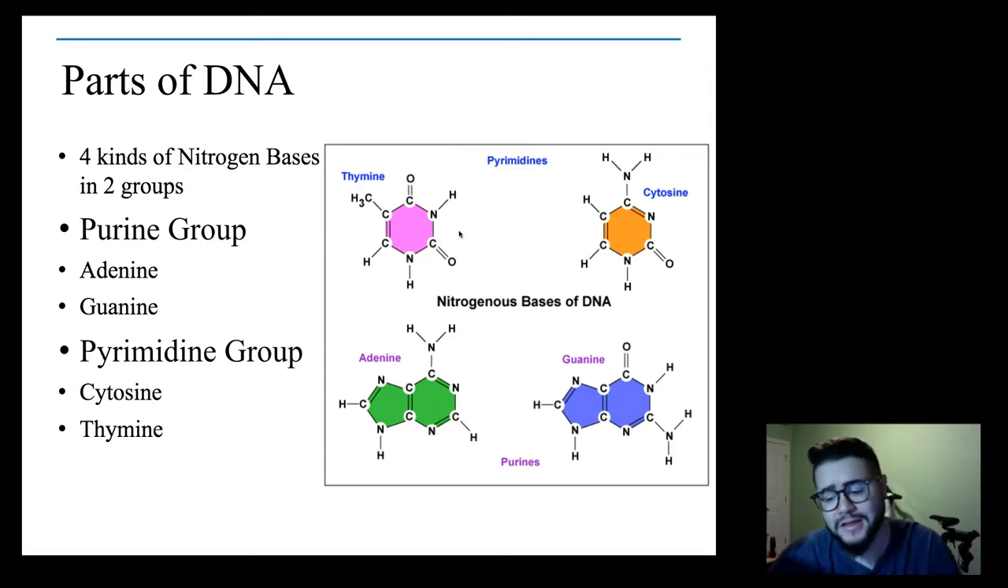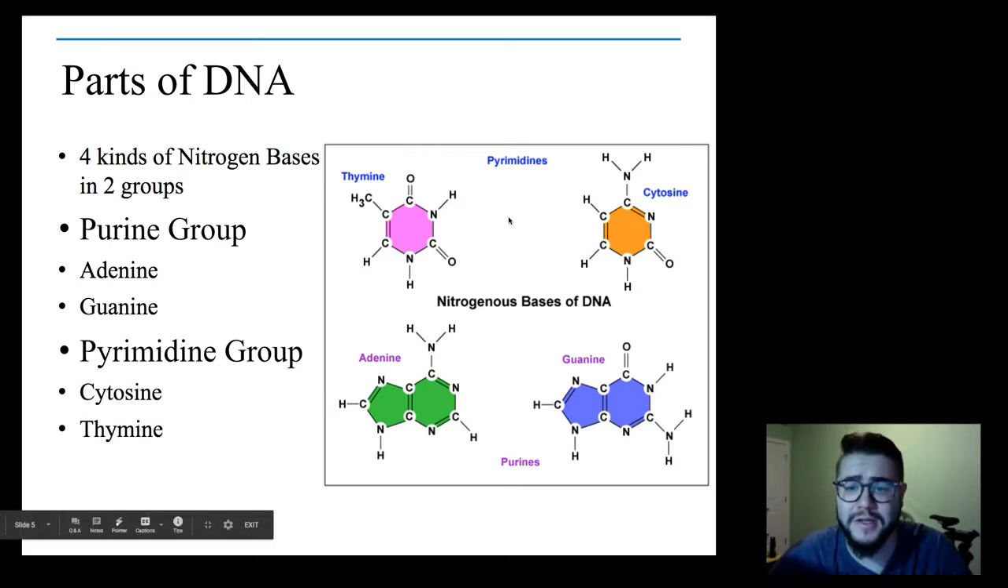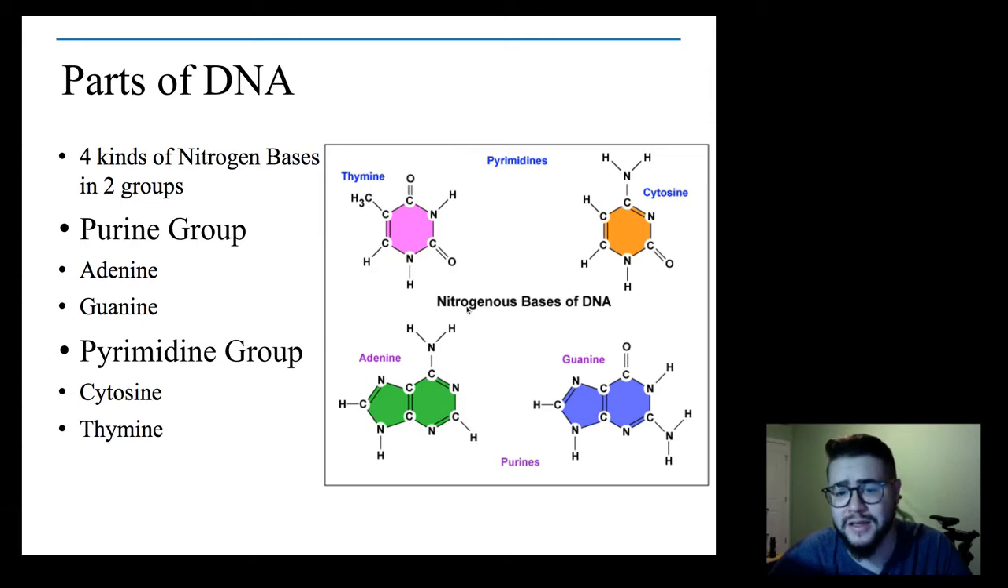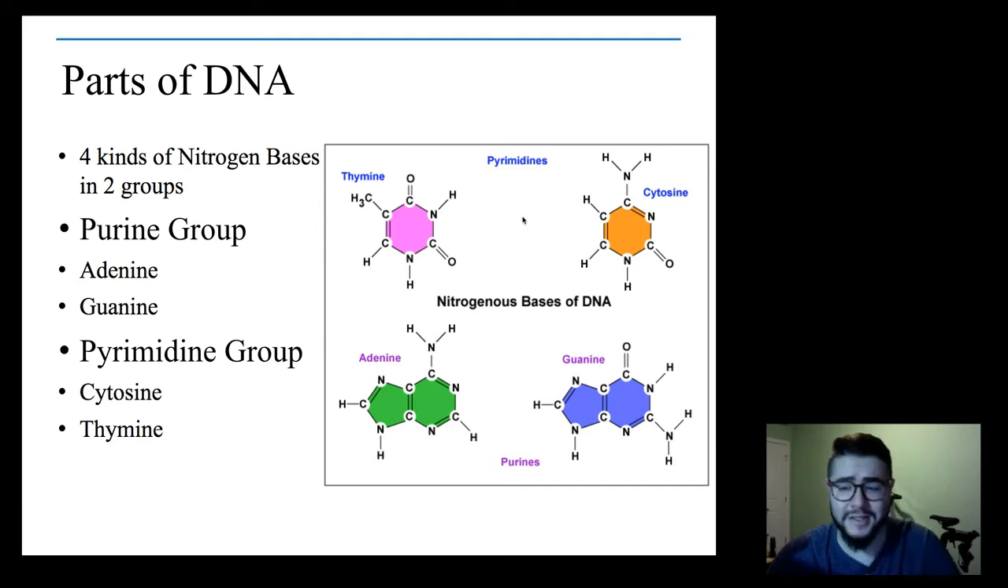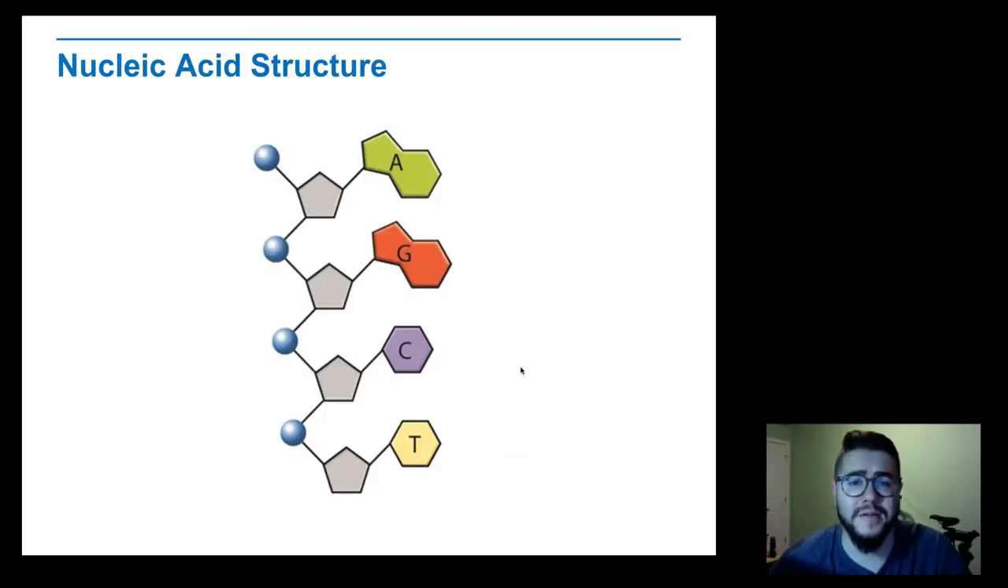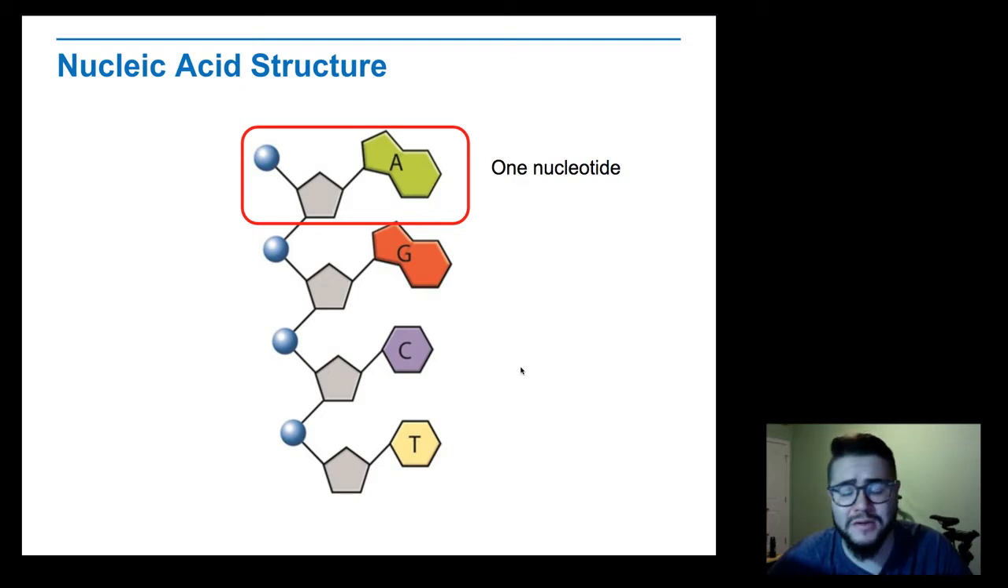And the way the nitrogen bases bond together, so that they're equal in size, there's always 1 purine and 1 pyrimidine put together, and it's always the same distinct pairs that go together. So A goes with T, C goes with G, or adenine goes with thymine, cytosine goes with guanine.